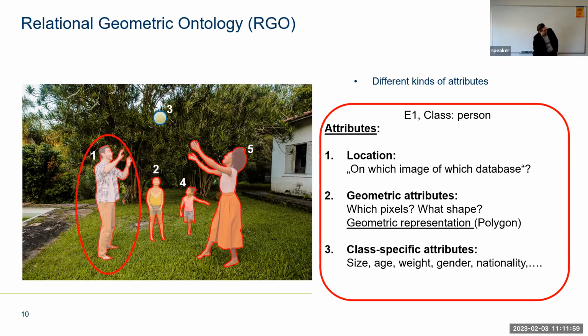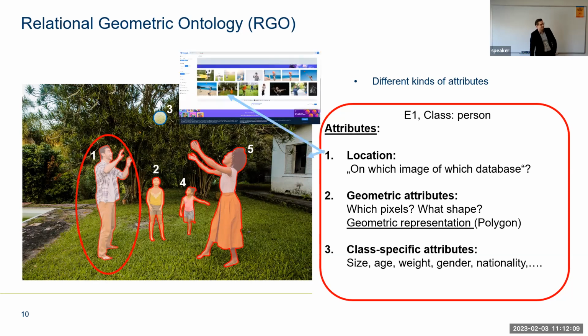It belongs to the class person, and each entity needs to have certain attributes. Each entity must have an attribute, the location. The location basically answers the question, on which image of which database does this entity exist? It exists on this image, which is part of that database. Then it has geometric attributes. The geometric attributes tell you where on this image this entity exists, and what shape it has. This is stored with a geometric representation. In this case, this could be a polygon, the outer line that I've drawn around the person.